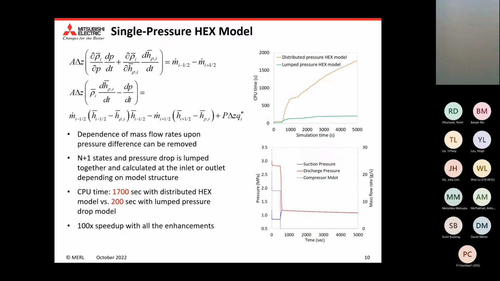So we can see here, if we use the distributed pressure model, which was described previously, versus the non-pressure drop model, the simulation time can be further decreased by approximately 9 times. But with all the enhancements that I described previously, we can get more than 100 times speed up.